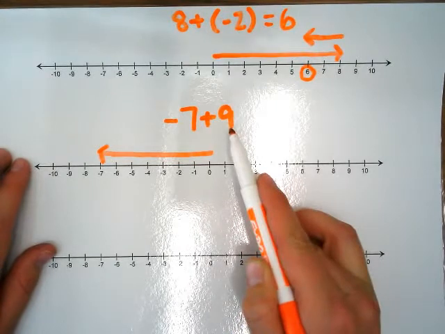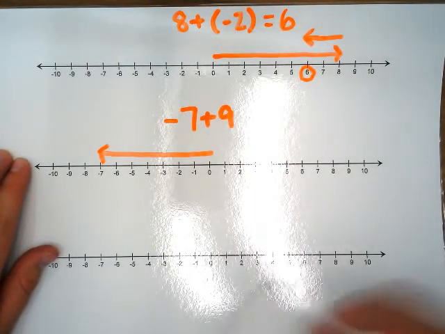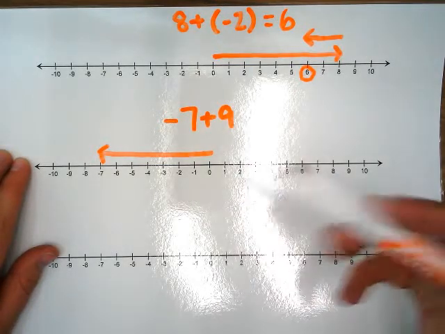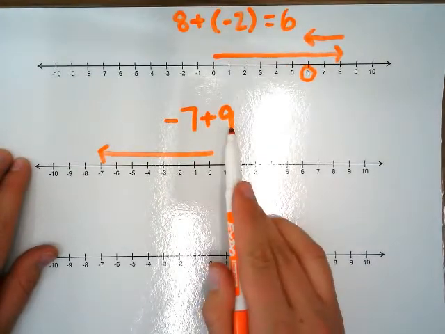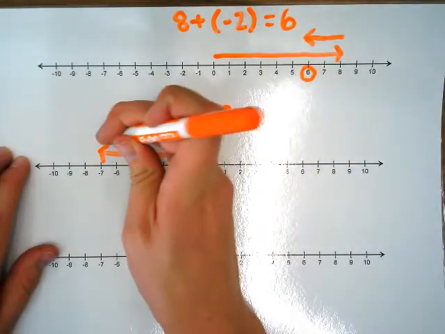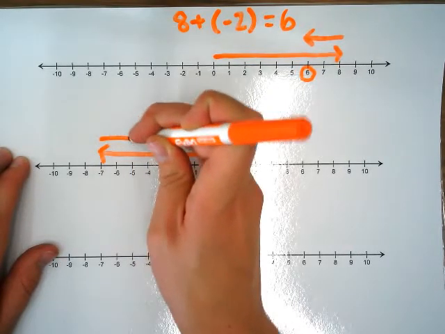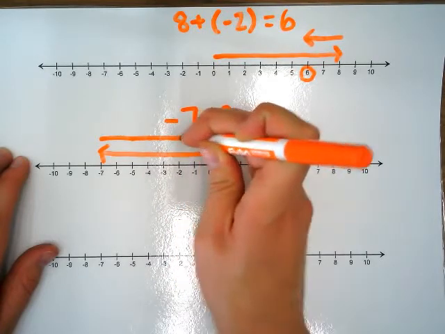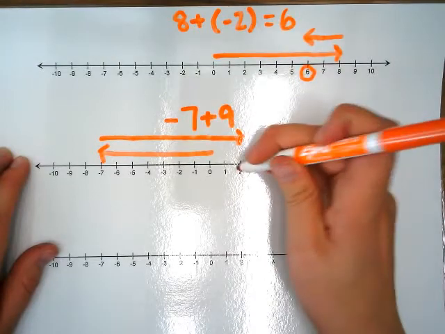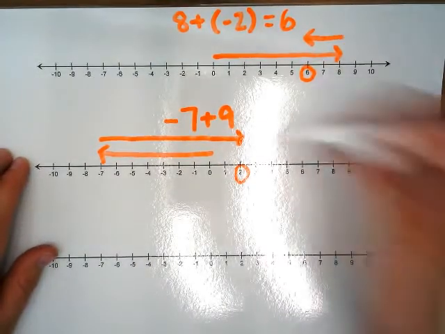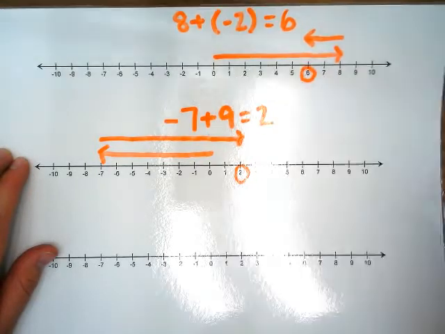Now when I add a positive to something, I'm going to be getting an answer that is bigger than what I started with. I'm going to get bigger, so I need to go to the right on my number line. So adding a positive 9 means I start here and I go to the right 9. 1, 2, 3, 4, 5, 6, 7, 8, 9. And I landed on positive 2, which tells me negative 7 plus 9 equals positive 2.